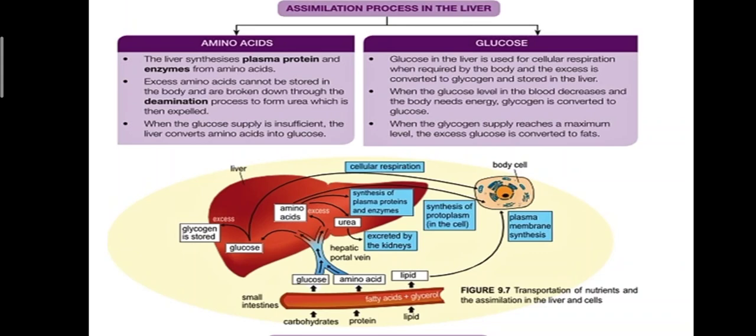How about glucose? Glucose in the liver is used for cell respiration, required by our body cells. The excess glucose will be converted into glycogen and stored in the liver. When the glucose level in the blood decreases and the body needs energy, the glycogen is converted again into glucose. When the glycogen supply reaches the maximum level, the excess glucose is converted into fat.